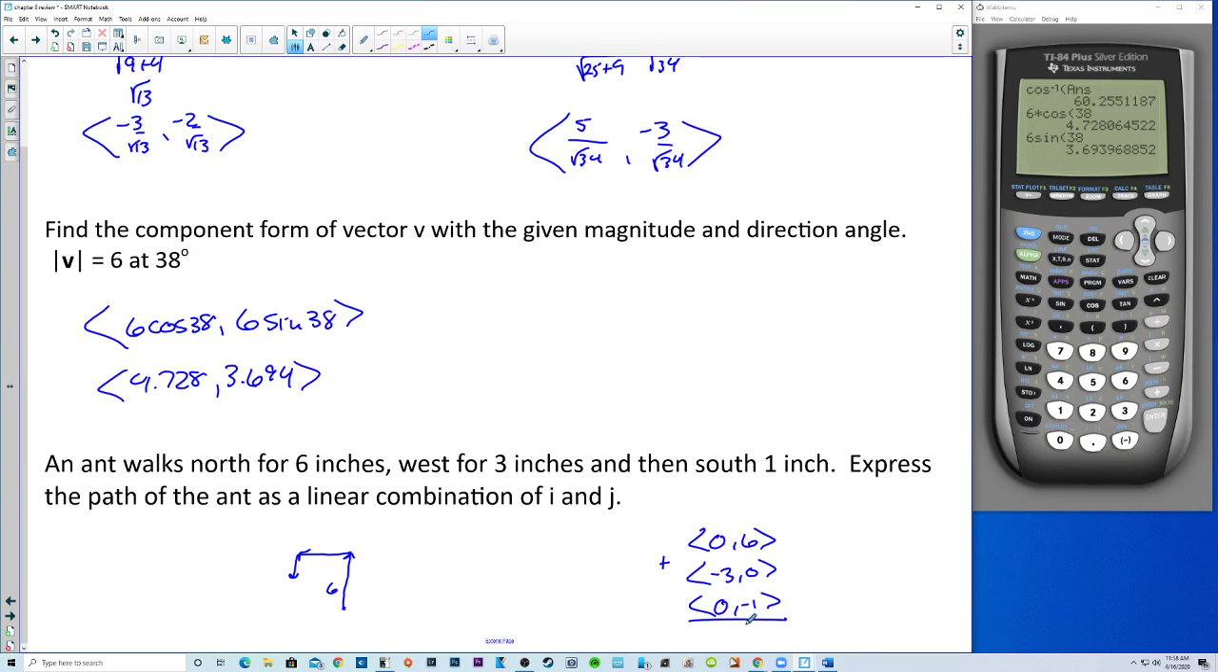Express the path of the ant as a linear combination of i and j. So we're adding these: negative 3, 5. So negative 3i plus 5j. So we would go negative 3 and up 5, and I didn't really draw that to scale.